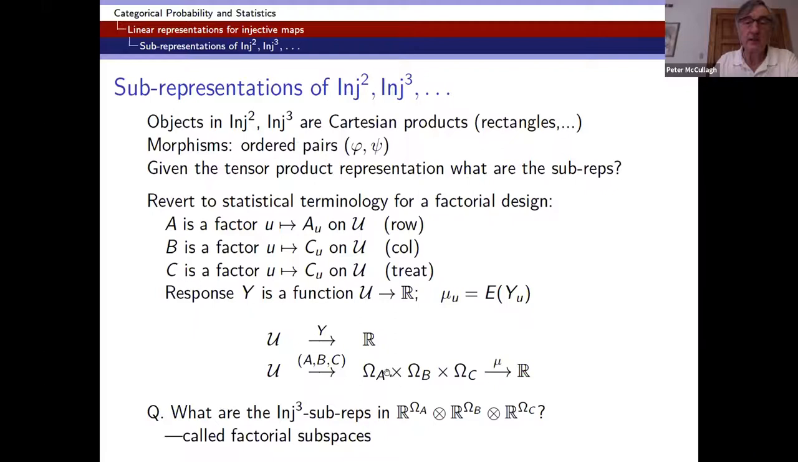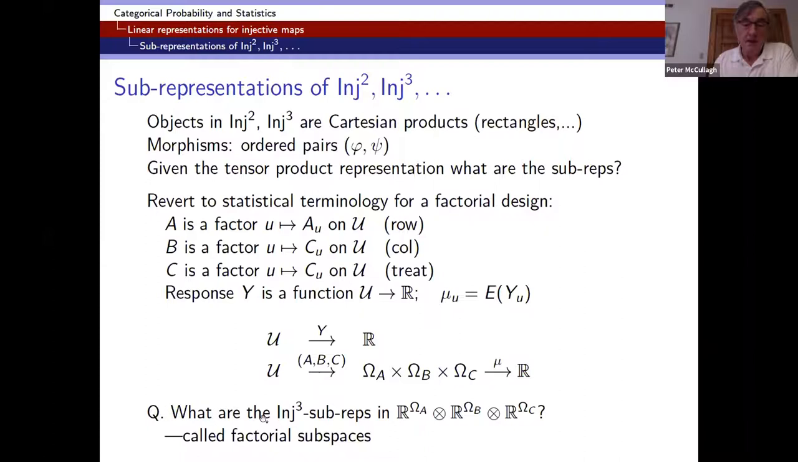So omega A is the set of levels of A, omega B is the set of levels of B, and omega C is the set of levels of C. Y itself will not be a function on this, because you could have two units that have the same set of levels but would not have the same observed value. But by exchangeability, the expected value will have to be a function on this product set. So ultimately, when we're interested in linear models for the expected value, we're interested in sub-representations for injective maps associated with each of these three factors. So that's the question here: the product category, and the sub-representations in this space.